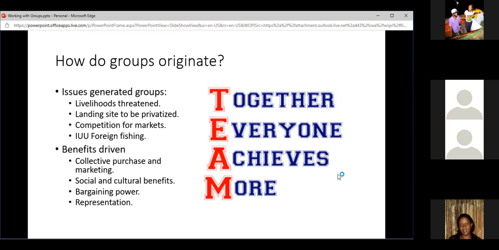And we have some examples here for collective purchase and marketing. In the case of many of our fisher groupings within the CNFO, that is one of the things that happens. The group has come together, the fisher folk group is formed, and that grouping now is responsible for the purchasing of input in bulk to supply the members with it.